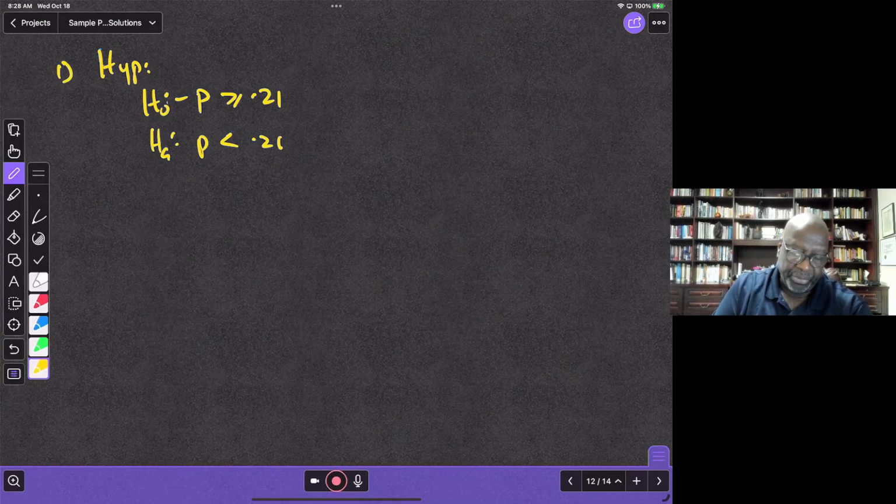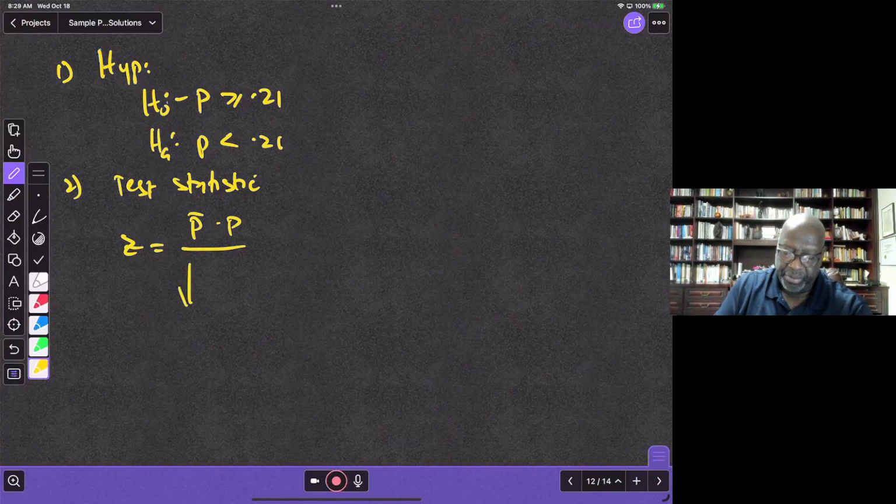That's step one. Step two, test statistic. The sampling distribution is based on proportion: p bar minus p over the standard error, the square root of p times 1 minus p over n. Step 3, decision rule.